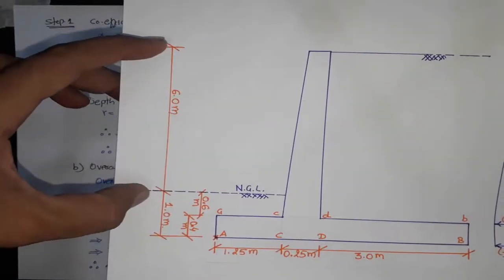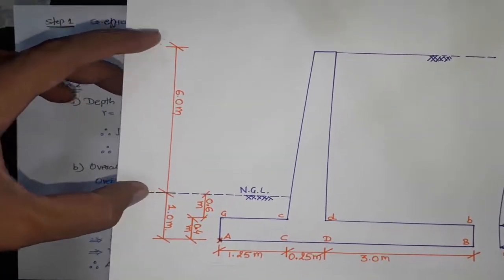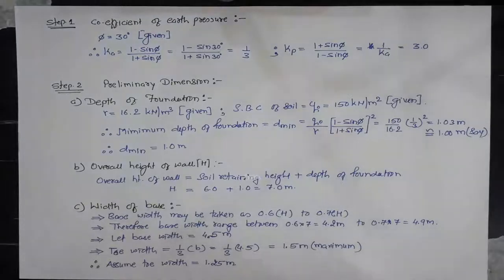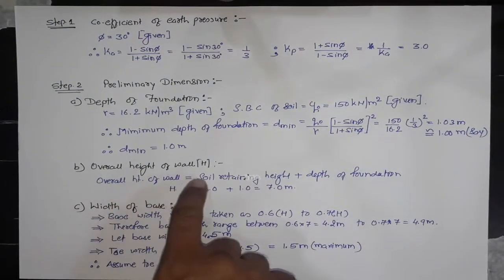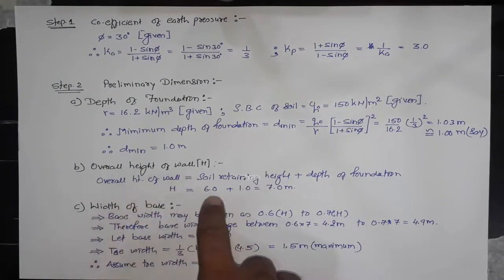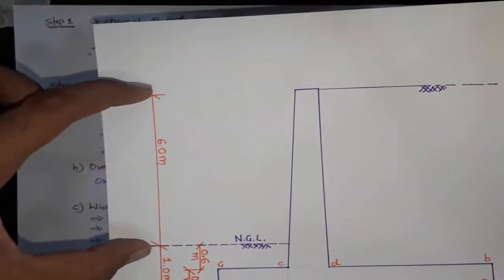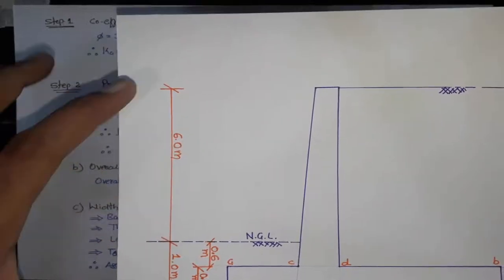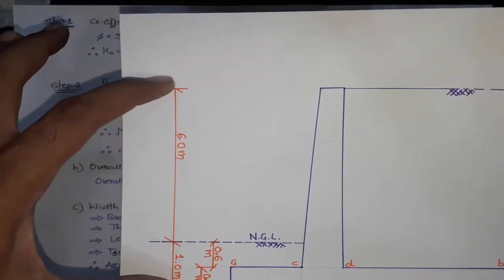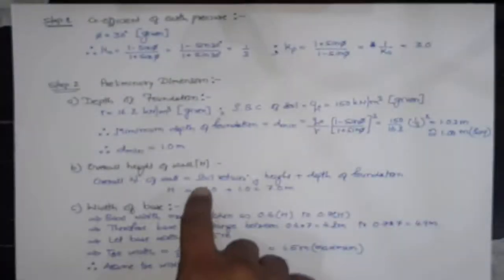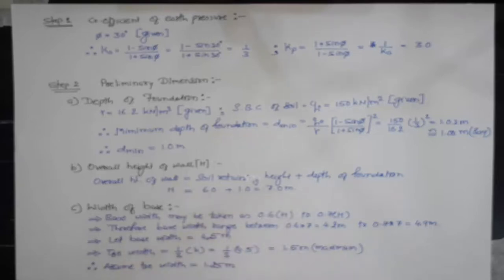This is the height of the soil to be retained, that is 6 meter. Therefore, overall height of the wall will be equal to the soil retention height plus foundation depth, that comes out to be 7 meter. That is 6 plus 1 makes it 7 meter.